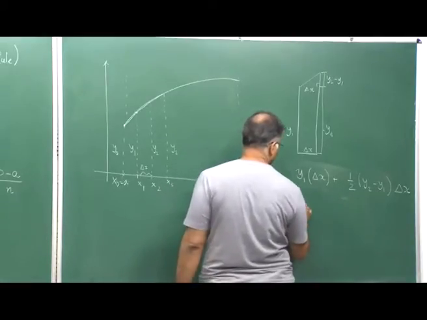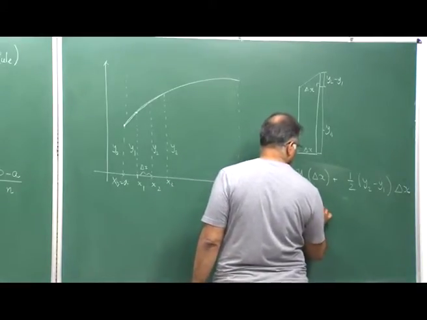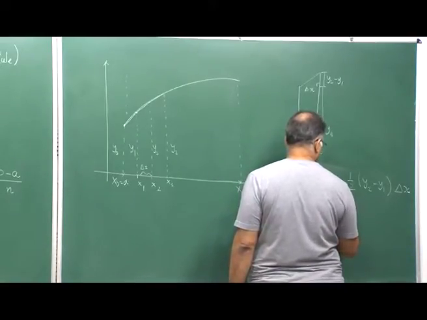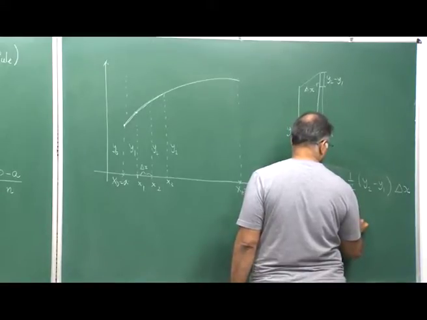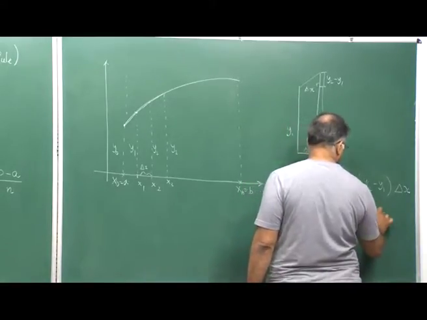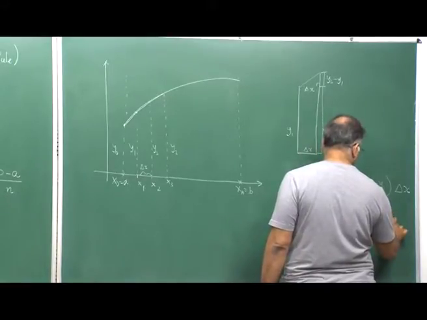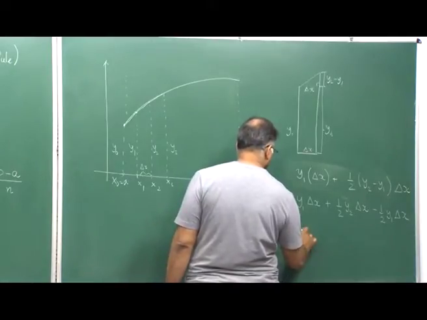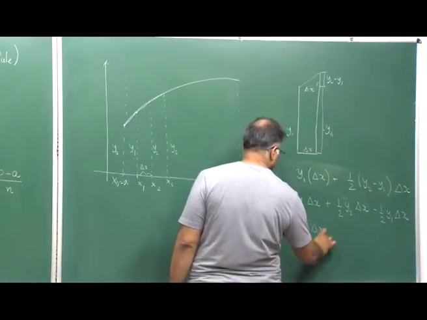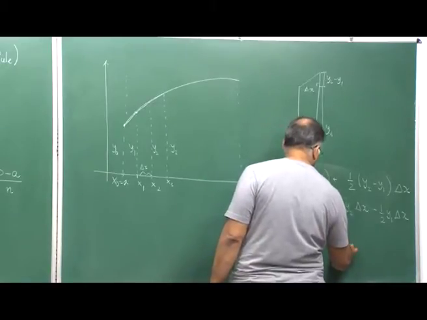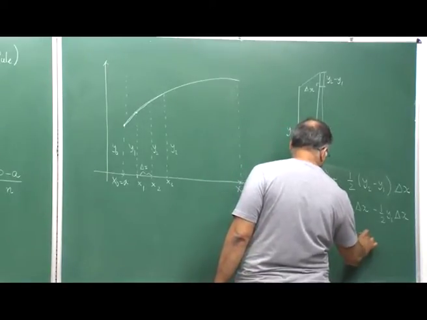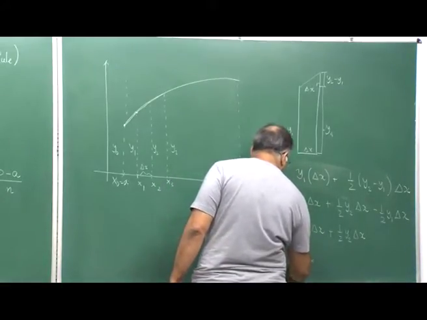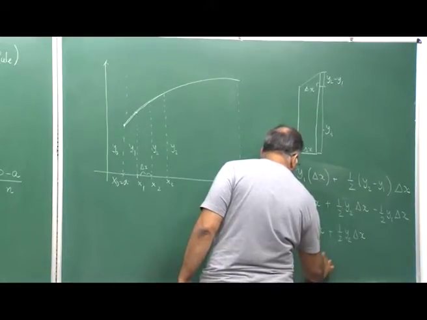Now, what does this give me? It gives me y1 into delta x plus half of y2 into delta x minus half of y1 into delta x. So, it simplifies into half of y1 into delta x plus half of y2 into delta x, and a beautiful formula comes out which says that this is nothing but half of delta x into y1 plus y2.